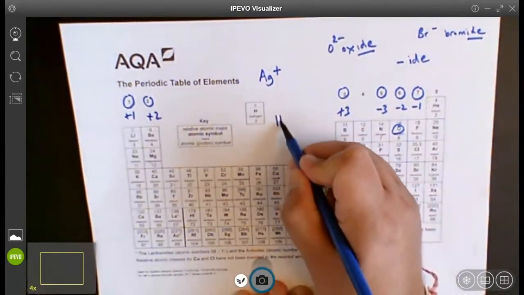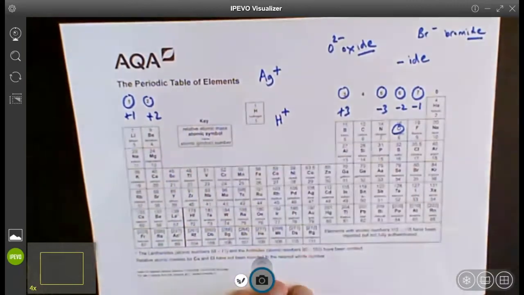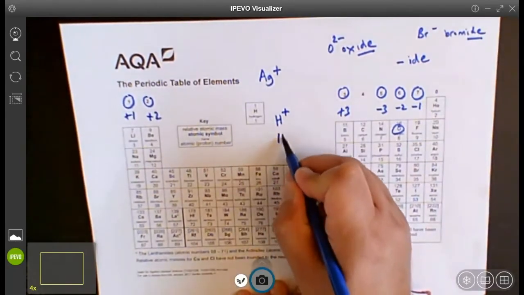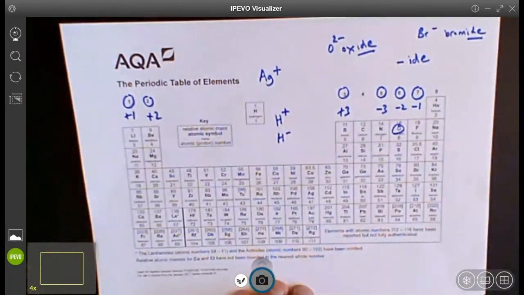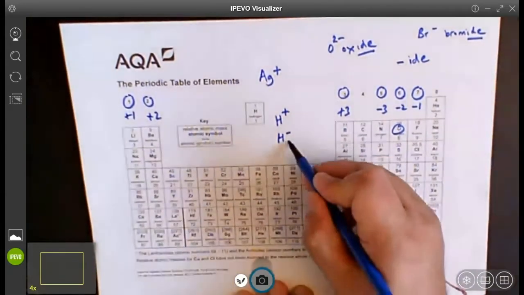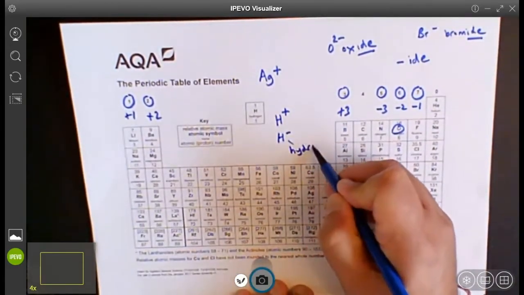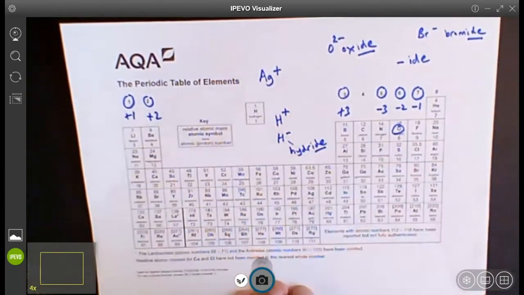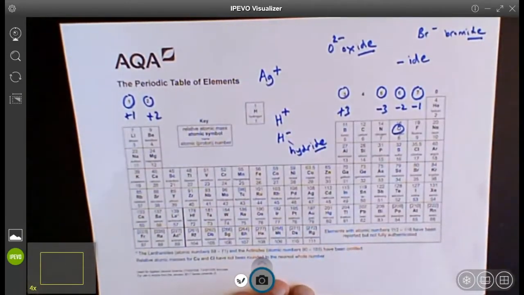Hydrogen, as a hydrogen ion, is an H+ ion. Later on, you'll notice that hydrogen also has an H- ion, especially when it's reacted with metals, and we call that a hydride ion. Hydride ends in "ide" because it's a negatively charged ion. So the periodic table becomes very important here, and we need to know how to use it.